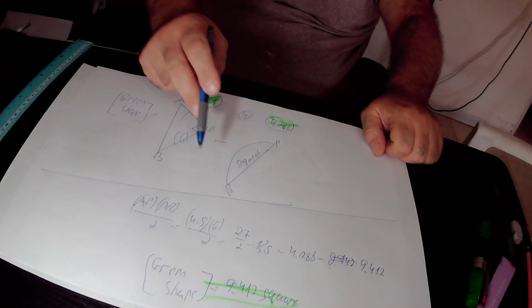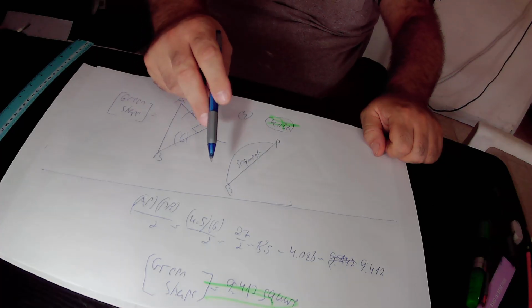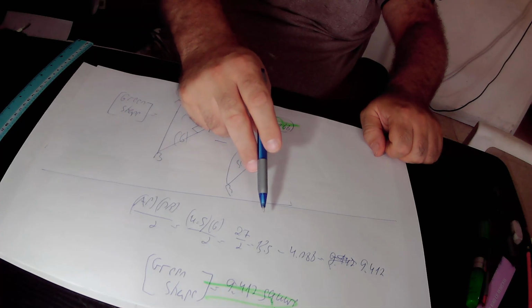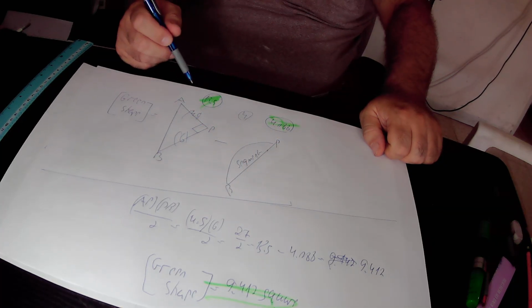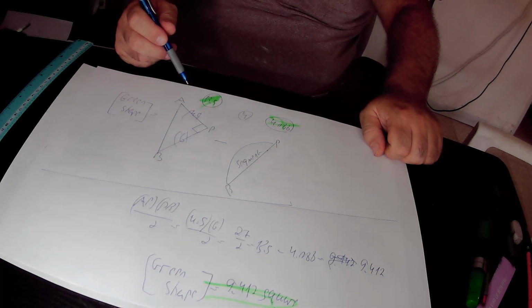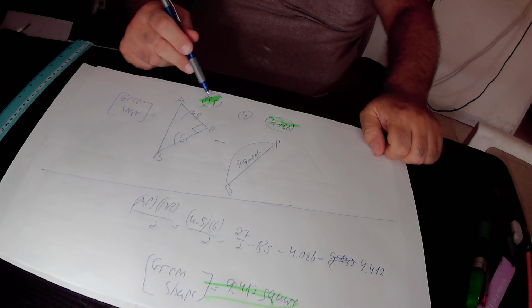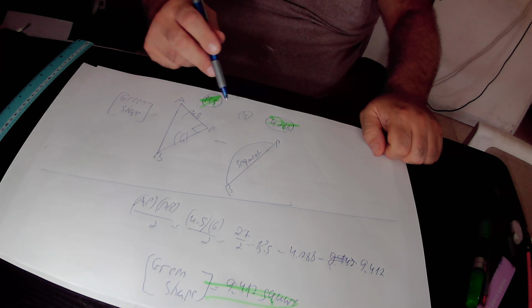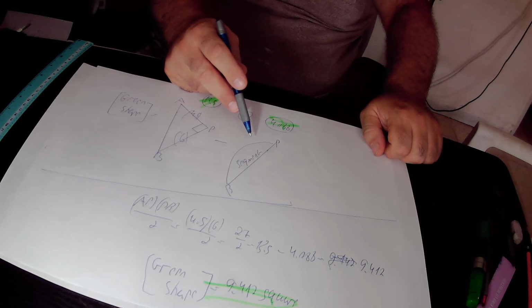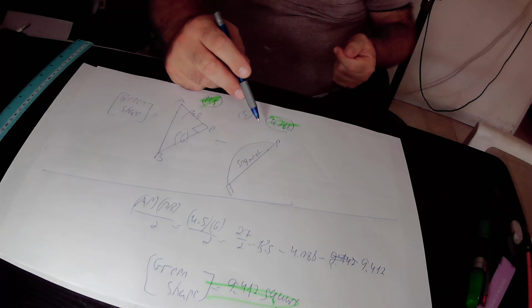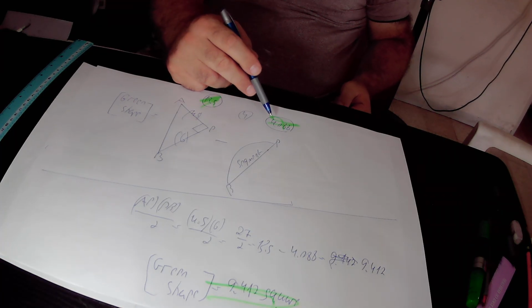AP is 4.5, PB is 6, divided by 2. 4.5 times 6 is 27, and 27 over 2 is 13.5. So in total we find that the area of this right triangle APB is equal to 13.5 square units in size, minus the area of segment BP. We already found that the area of segment BP equals 4.088 square units in size.